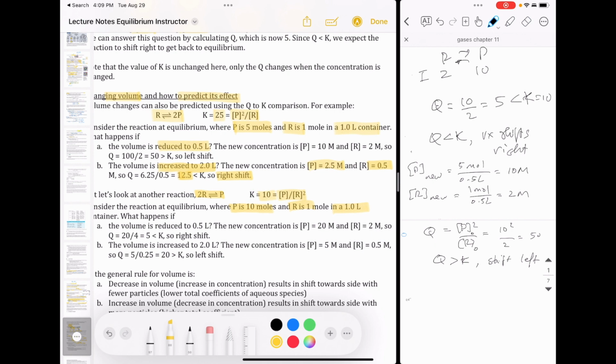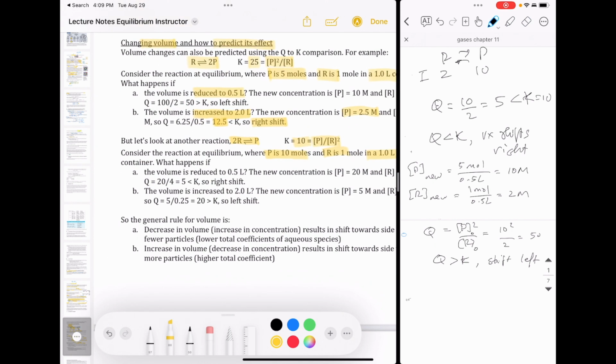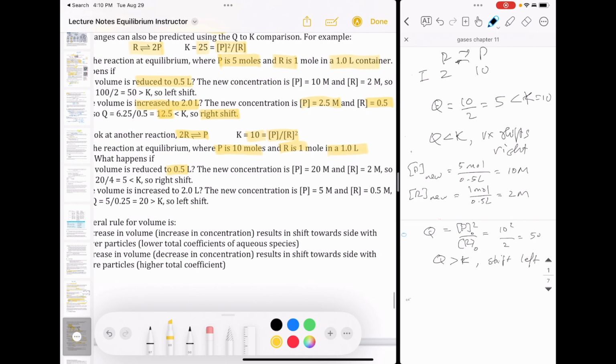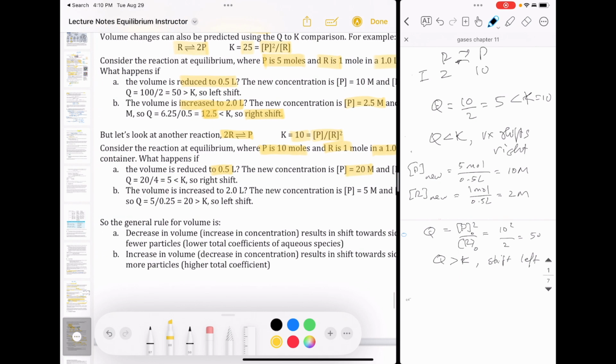Let's analyze the same situations. What happens if the volume is reduced to half a liter? And then what happens when the volume is increased to 2 liters? Here's the interesting thing. If you reduce the volume to half a liter for this particular reaction, your new concentration is going to be 20 and 2 for products and reactant. If you plug that into your Q expression, you end up getting a Q that's 5.